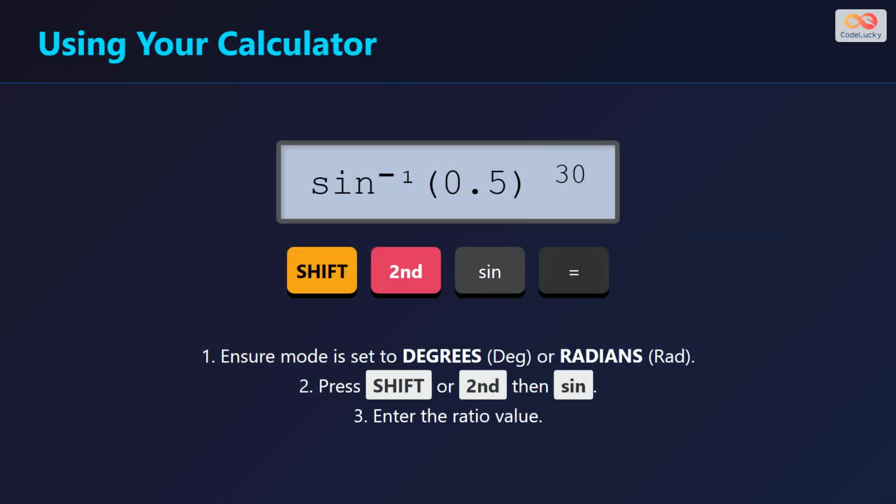To calculate this on a standard scientific calculator, you usually cannot just press the sine button. You need to access the secondary functions. Look for a shift or second button, press that, and then press sine. You should see the sine -1 symbol appear on your screen.